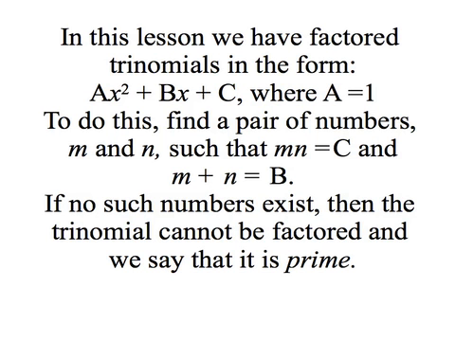In this lesson, we have factored trinomials in the form ax squared plus bx plus c. But for this lesson, a has always been 1. To do this, find a pair of numbers m and n such that the product of m and n is c and the sum of m and n is b. If no such numbers exist, then the trinomial cannot be factored, and we say that it is prime.